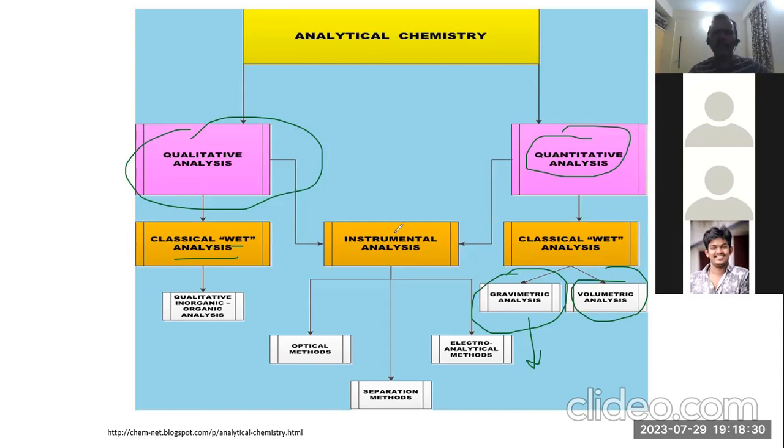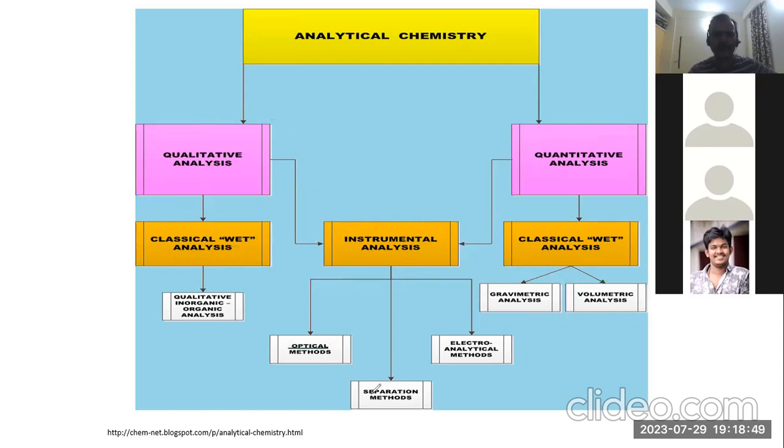Then the third thing is instrumental analysis. Instrumental analysis will provide you both things, qualitative and quantitative. There are different types of methods: optical method, separation method, and electroanalytical method. So there are different types of instruments which work on these three principles: optical method, separation method, and electroanalytical method.